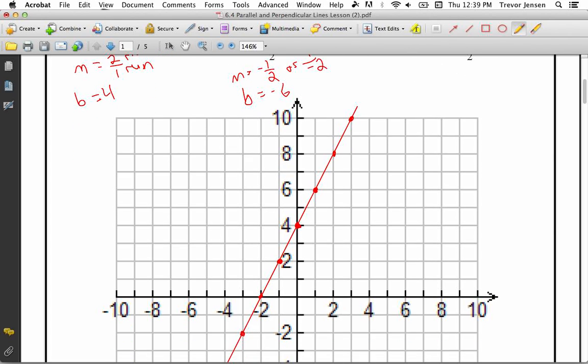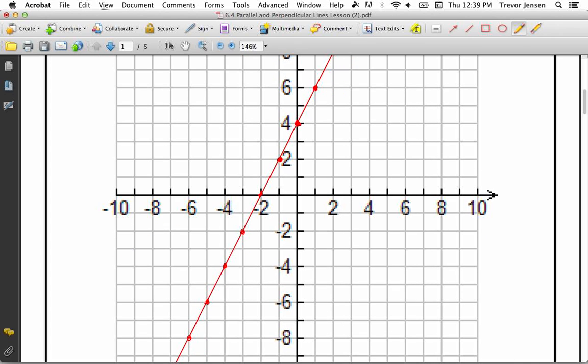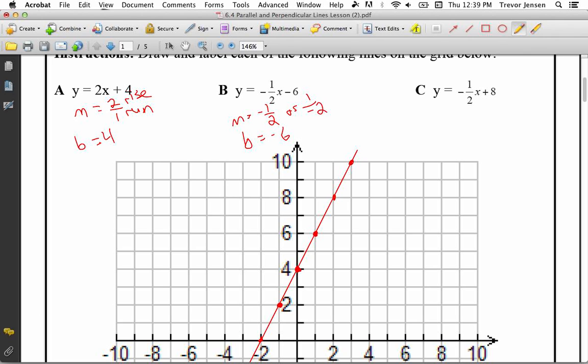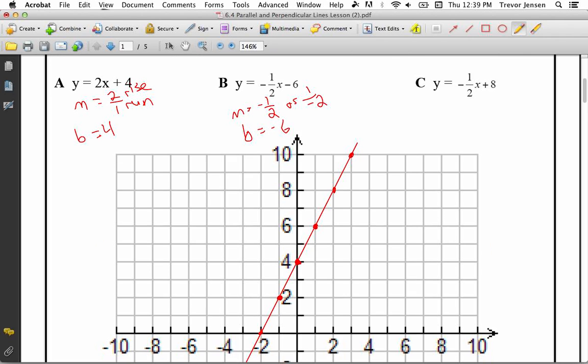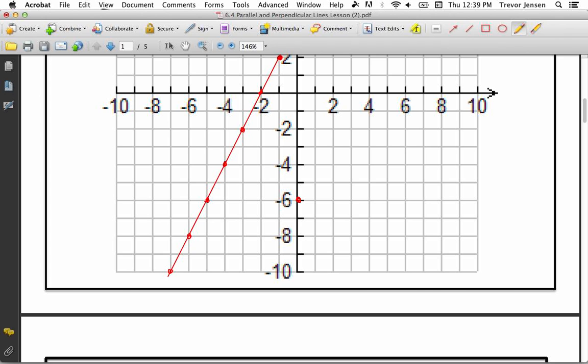So what you do to graph a line, firstly plot your y-intercept, so it crosses the y-axis at negative 6, and then I'll use my slope negative 1 over 2. That's my rise over my run, so I have to rise negative 1, that means go down 1, and then right 2. So this is my point right here.